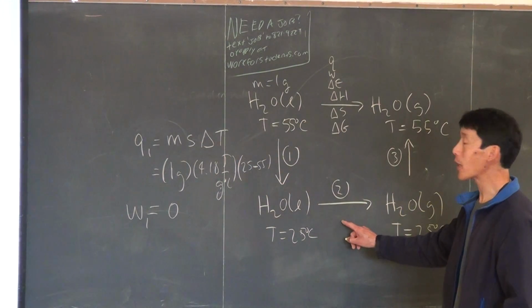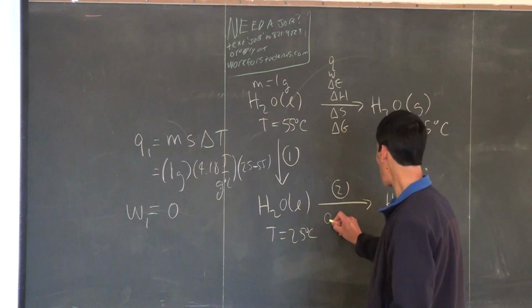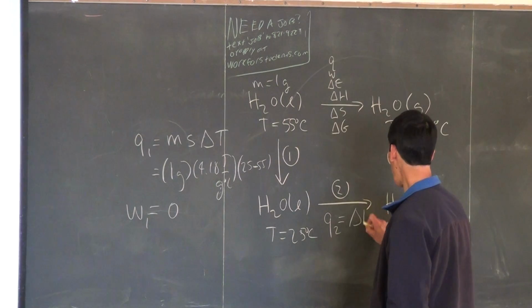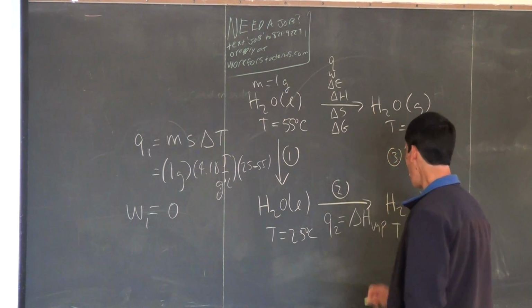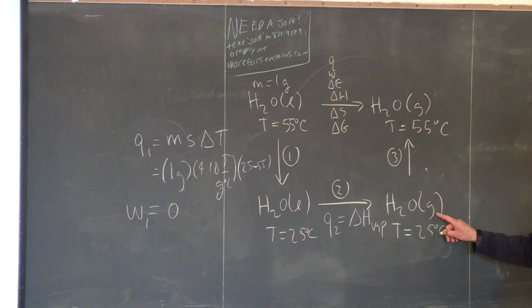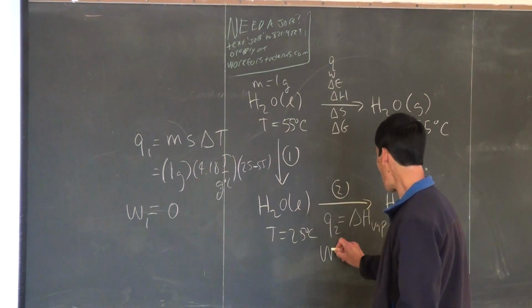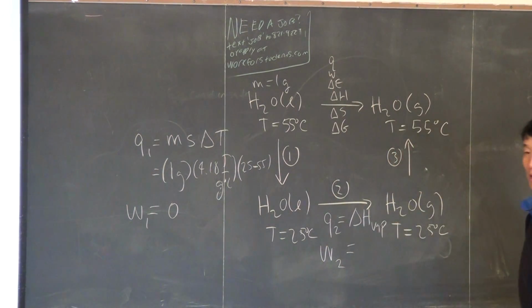For step 2, can we figure out Q? S is log? Yep, S is log. So what we would do is we say for Q2, that's going to equal the delta H vaporization, and we can look up delta H of formation at 25 degrees for H2O liquid, delta H formation of H2O gas at 25 degrees, that tells us delta H of vaporization. And then for work, we'll call it W2, is work going to be equal to 0 for step 2?